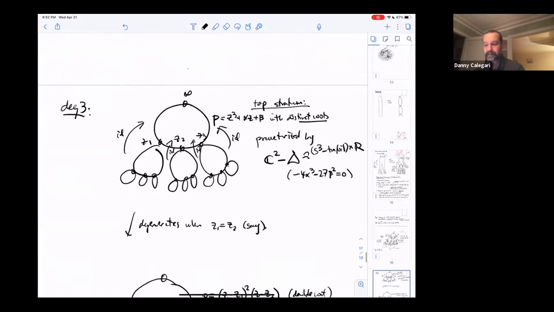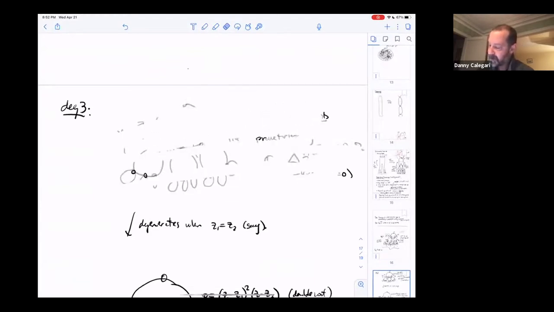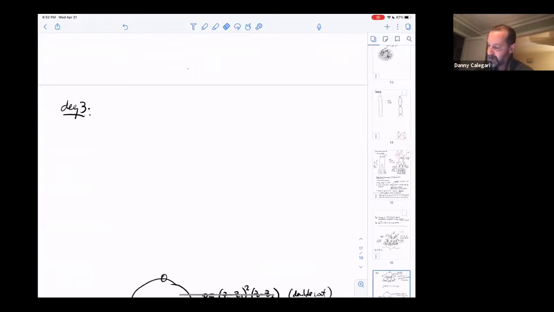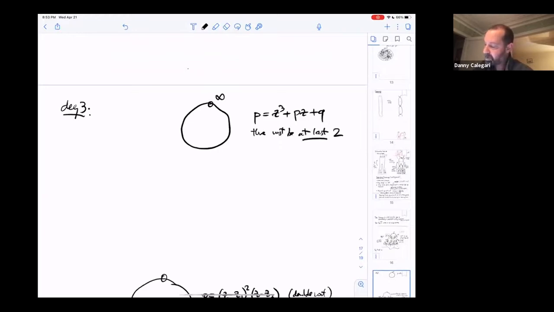So degree three is a little bit more complicated, but actually not much more complicated. The top stratum, maybe I'll just erase this and redo it, just so you can see me think in real time. So at the top level, infinity, we have some polynomial P, which is going to be a cubic, Z cubed plus PZ plus Q. And in order for it not to be degenerate, we can't have both P and Q be equal to zero. So equivalently, there must be at least two distinct roots.